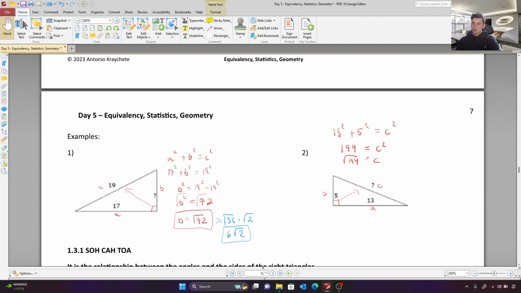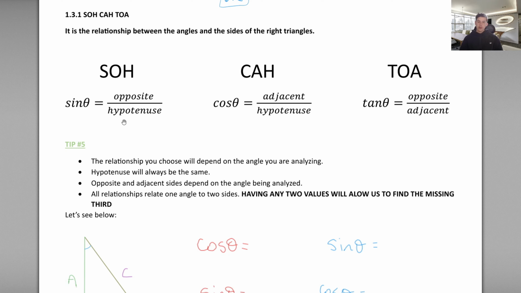Now let's go into Soh Cah Toa. Now that we've looked at the relationship between all the sides of a right triangle, we're going to make it a little bit more complex. We're going to see the relationship between the angles and the sides of a right triangle.